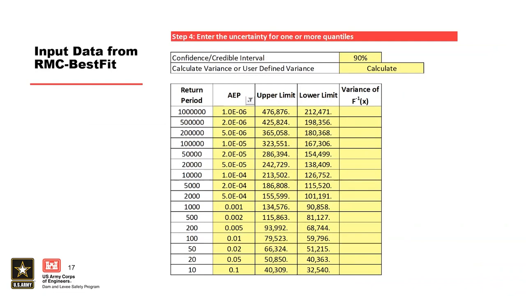And the next selection is whether or not we want the software to estimate the quantile variance or whether we are going to enter it as a user entered parameter. Since RMC BestFit does not have an output quantile variance, then we're usually going to select the calculate option when you're using BestFit. This toolbox is set up so you can easily copy and paste a set of AEP values along with the upper and lower credible limits from RMC BestFit analysis. And it's important to always use the Paste Special option when you're doing that, because then you don't lose the formatting in the spreadsheet. And then you can leave that variance column blank.